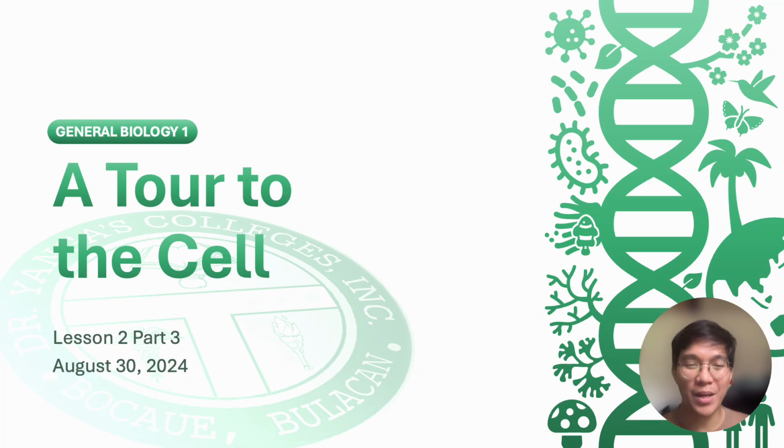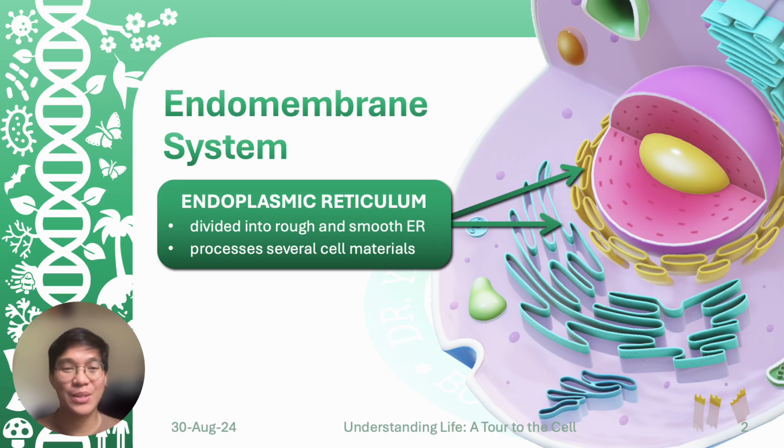This is the second part of the lecture, and now we will talk about the endomembrane system. So, what's the endomembrane system? Basically, this is a set of organelles found in the cytosol which functions for transport of different substances. That would include proteins. So, this membrane transport takes place in the endomembrane system.